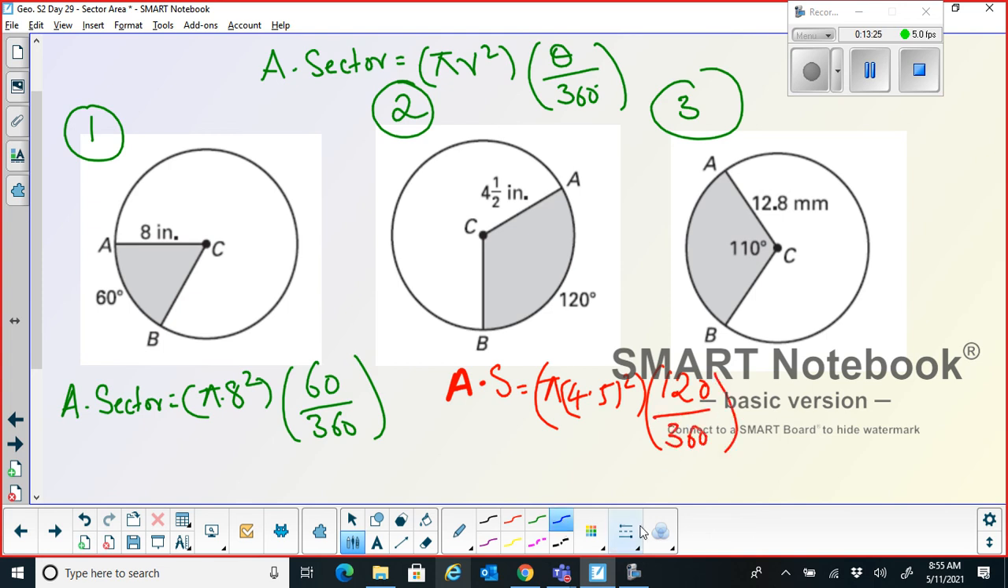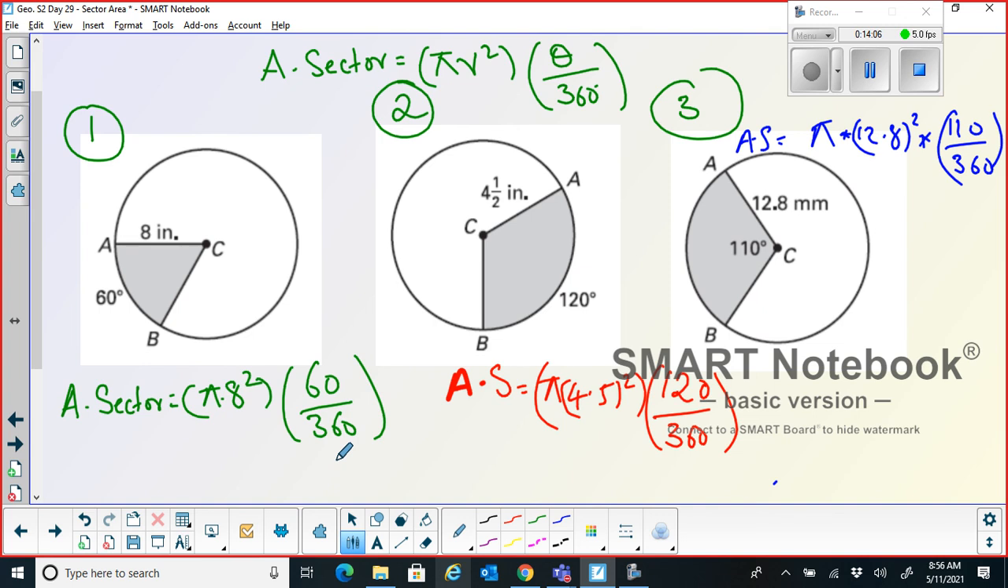And finally for the last one, if I were to substitute things in the formula, I will have area of sector, this right here, equals pi r square, which is pi times 12.8 whole square, and the angle made is 110 divided by 360. Let's substitute each of them.